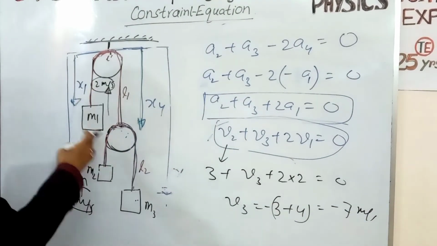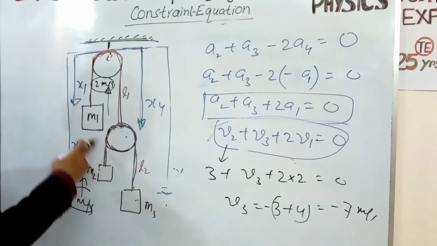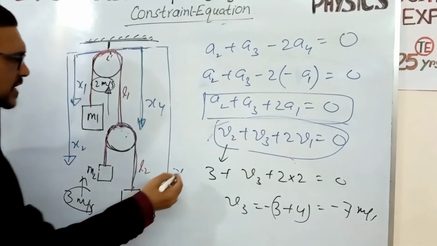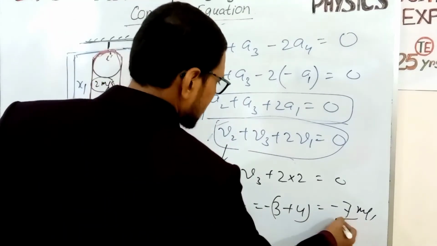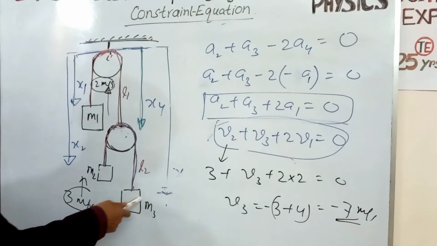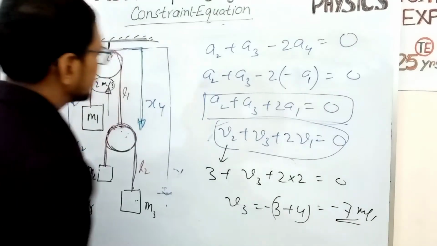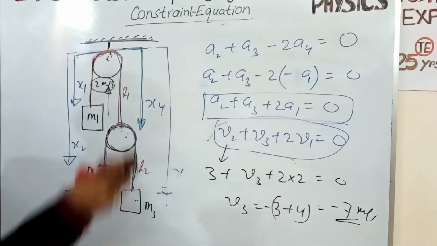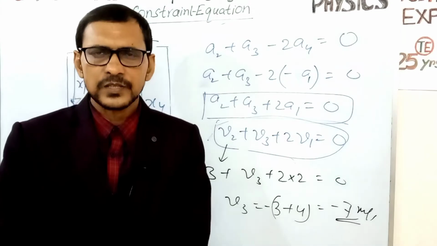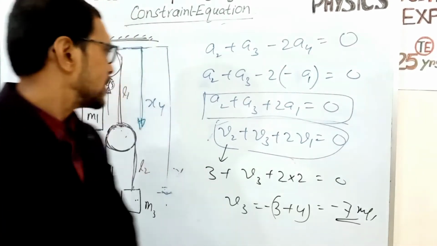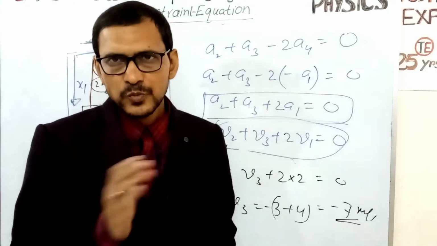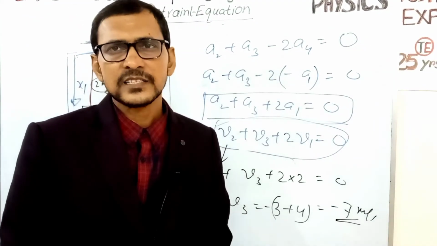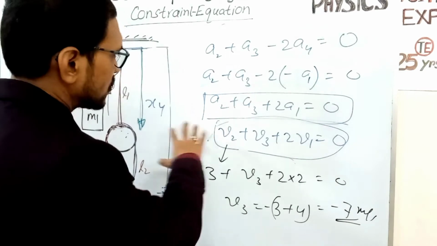We can put here, if this block and this block move upward, because we take upward position as positive and downward position as negative, so here we get a negative sign, so we can say that this block moves downward with velocity this. If you are asked the relation between velocity and acceleration between three blocks, suppose the acceleration and velocity of two blocks are given and you have to find the acceleration of another block, then we can use the constraint equation.